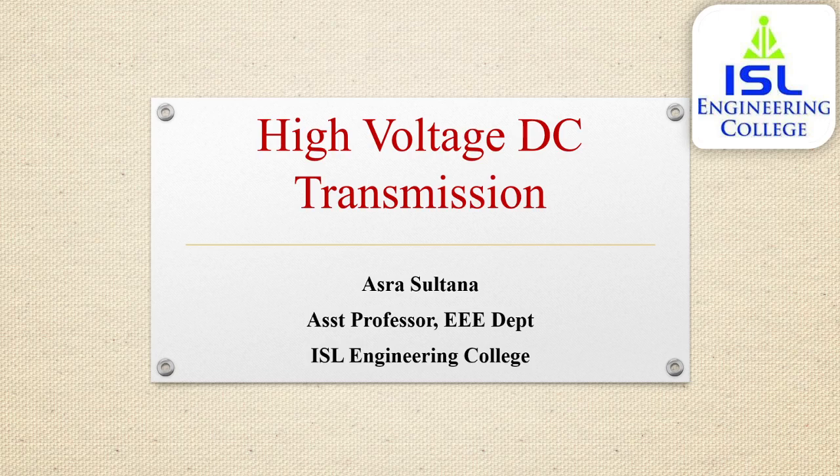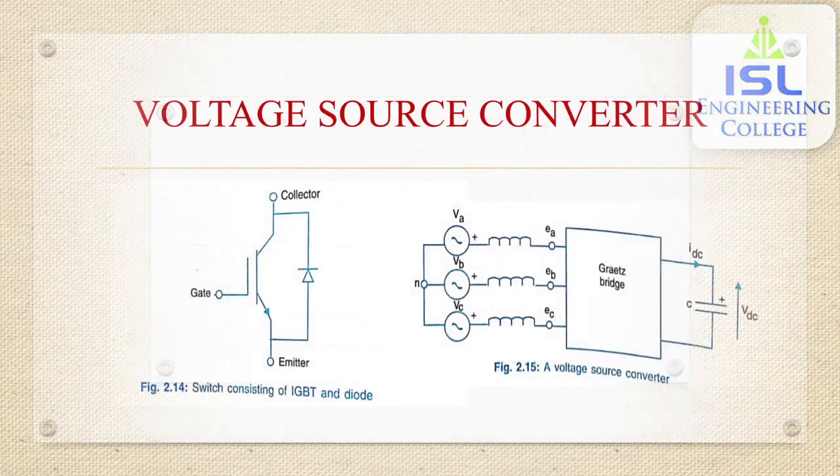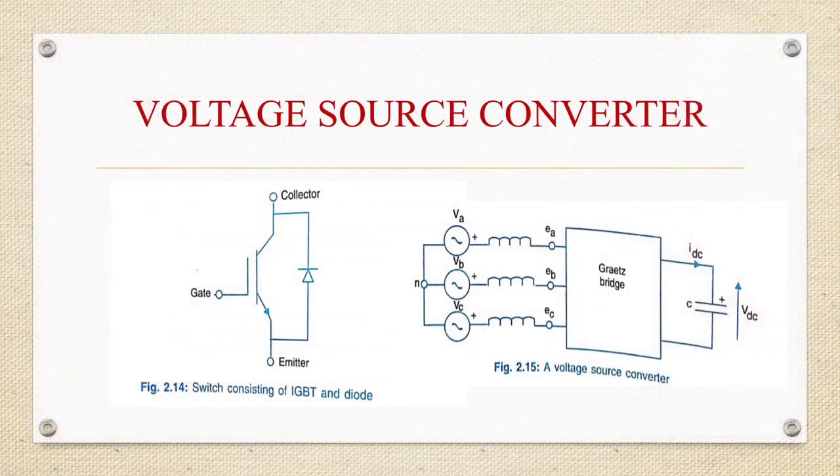So in the previous classes, I have started the second unit and I have discussed the converter circuits used in line commutated converters, that is LCC. In today's class, we are going to see the converter circuits used in voltage source converter stations. So let us first start with the basic two-level converter, that is Graetz bridge.